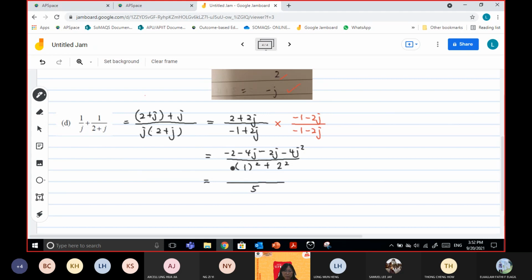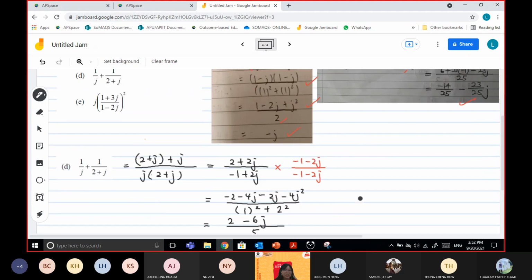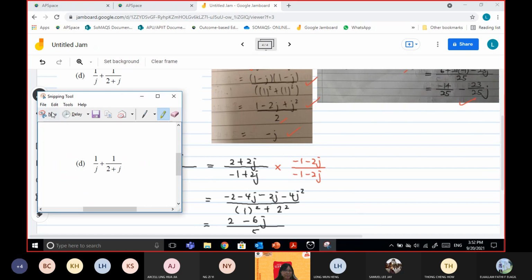So we have 5 at the bottom. Then minus 4j square, j square is minus 1. So minus 4 minus 1 plus 4. Minus 2 plus 4, so it's a 2. So minus 6j. So we have 2 over 5 minus 6 over 5j. So that's question D. Any question for D? Clear? That's clear, miss. Okay, thank you. Then next is E.